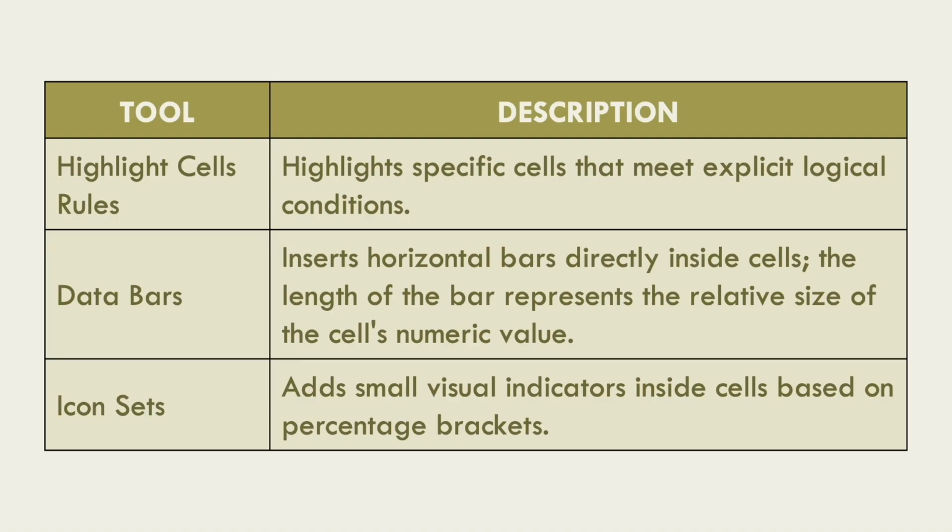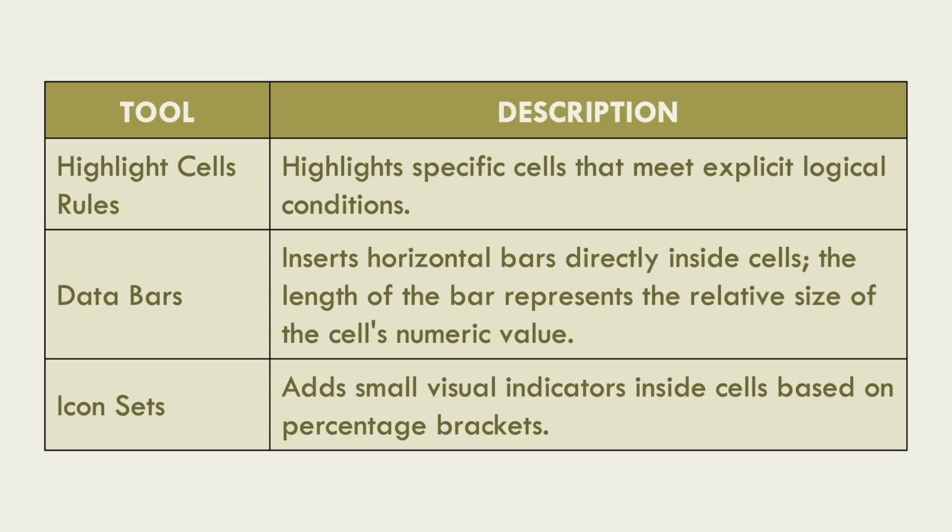The second one is data bars. Data bars insert horizontal bars directly inside cells where the length of the bar represents the relative size of the cell's numeric value. So the larger the value, the longer the bar will appear, while smaller values will have shorter bars. This allows us to compare numerical values visually without having to focus only on the actual numbers.